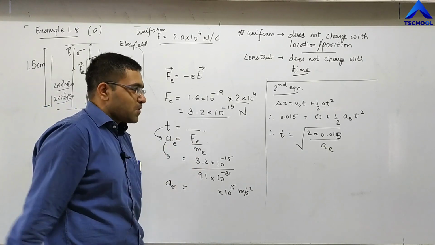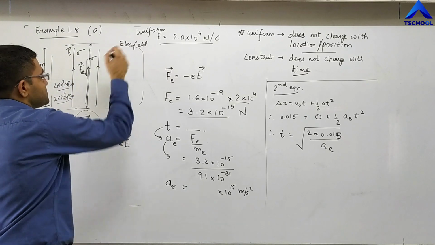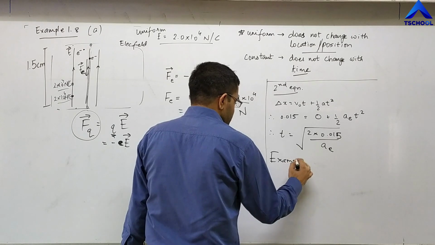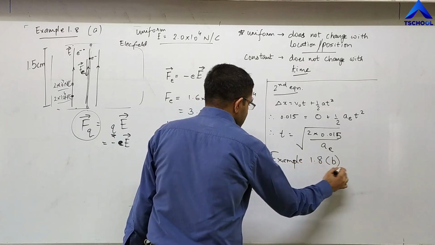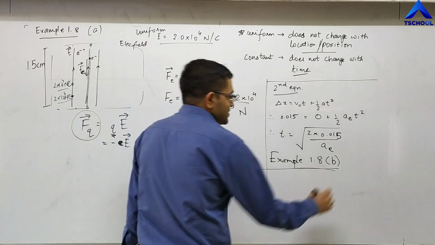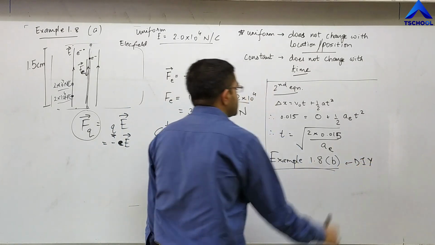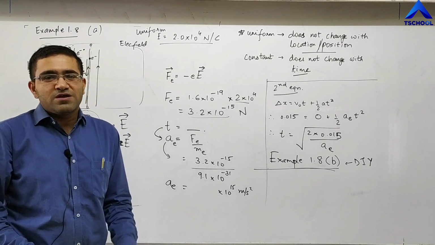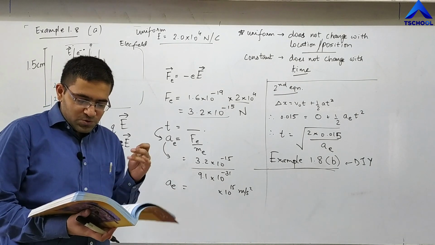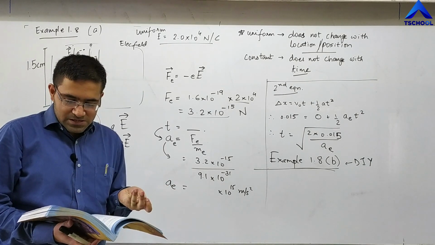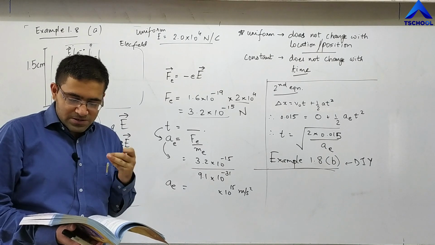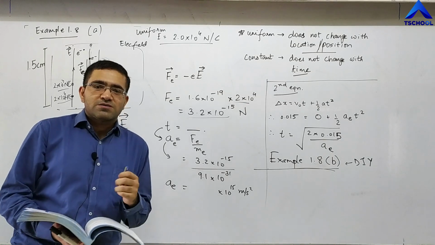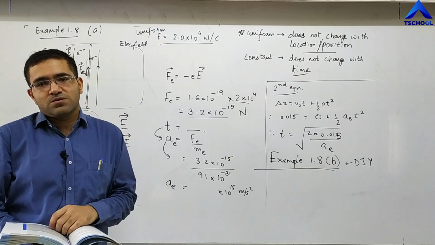After you've done this, you have to solve part B of this problem. Let me write that over here. Example 1.8, its part B is to be done by yourselves. It's the same, except that instead of an electron, you have a proton. Finally, the question says we have to compute the time of fall in each case, and contrast the situation with that of free fall under gravity. Contrast, that is, we have to see what's the difference.